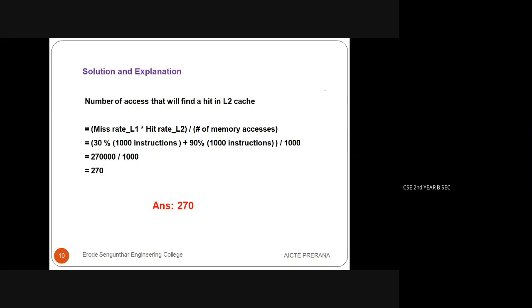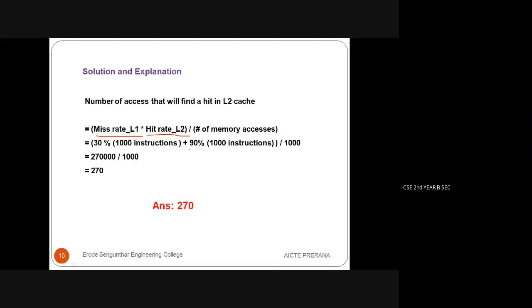So the number of accesses that will find a hit in L2 cache is equal to the miss rate of L1 multiplied by the hit rate of L2. The total is divided by the total number of memory accesses. The total number of memory accesses they have already given, so 1000. The question itself gives it. The miss rate and hit rate of L1 and L2 are also given, so everything is given in the question itself.